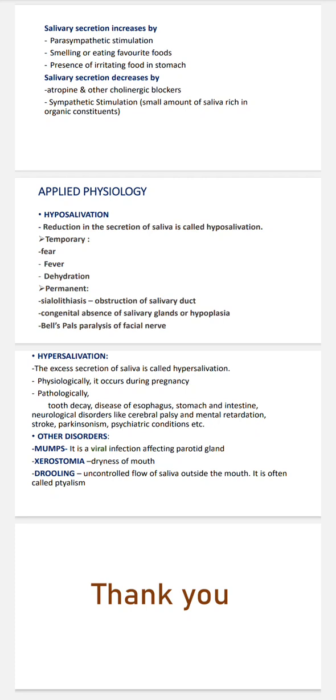And other disorders of salivary secretion: one is mumps, xerostomia as well as drooling. Mumps is the viral infection which affects the parotid gland, and xerostomia is the dryness of mouth. Drooling is uncontrolled flow of saliva outside the mouth. It is often called ptyalism.